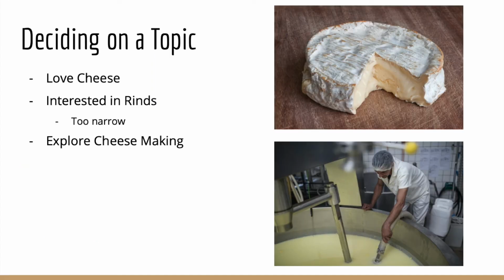When deciding on a topic for my Capstone project, I knew I wanted to do something I was interested in, and cheese is one of my favorite foods, so I decided to do something involving cheese. At first, I was really interested in the rind of cheese and the differences in microbiota between the rind and the interior, but I found that this topic was a little too narrow for a full capstone project.